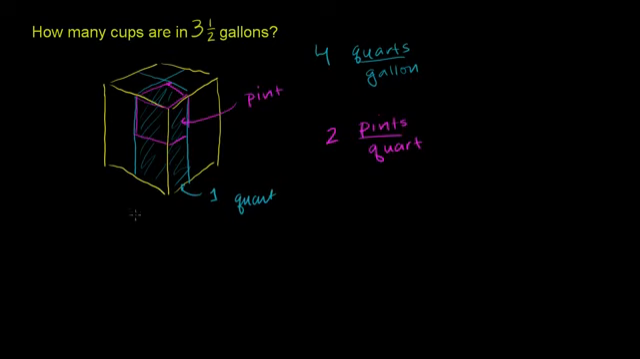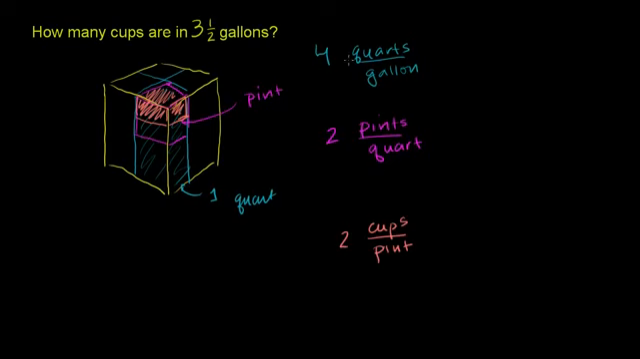And then finally, there are two cups per pint. So this pint right here, I can divide it into 2, and each of these will be a cup. So this section right here will be a cup. Now, we could go straight and figure out exactly how many cups there are per gallon. Actually, that might be an interesting way to think about it.